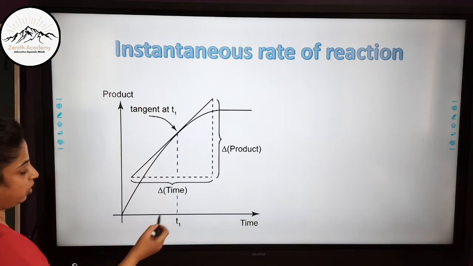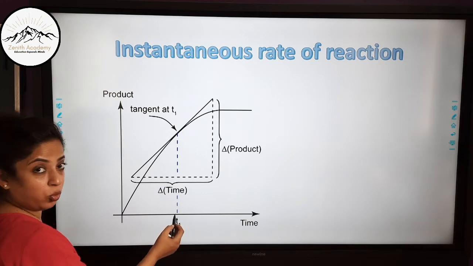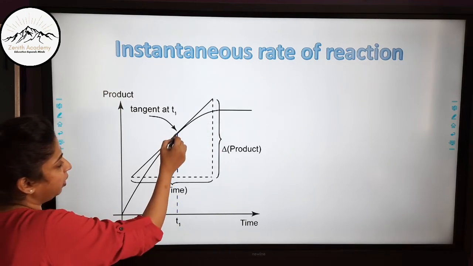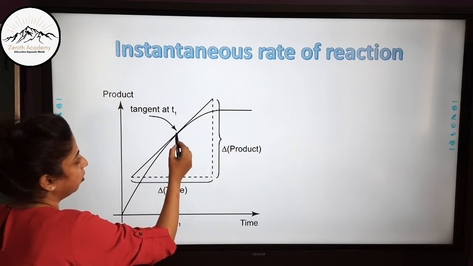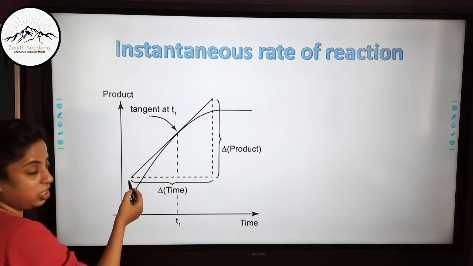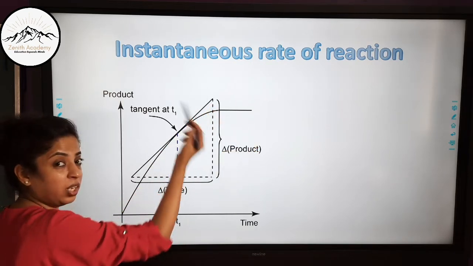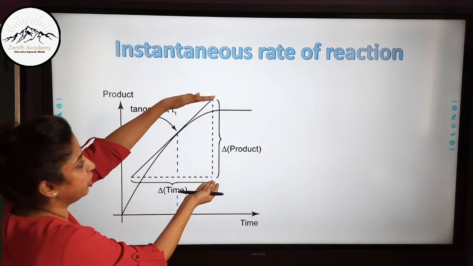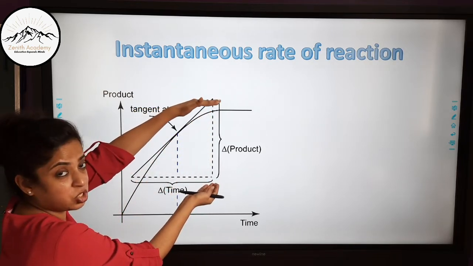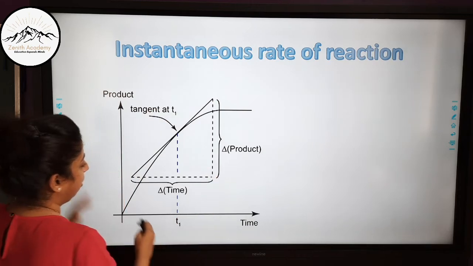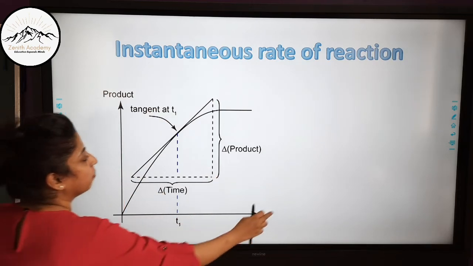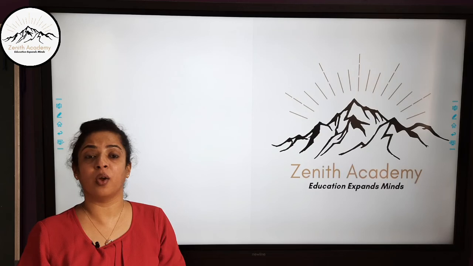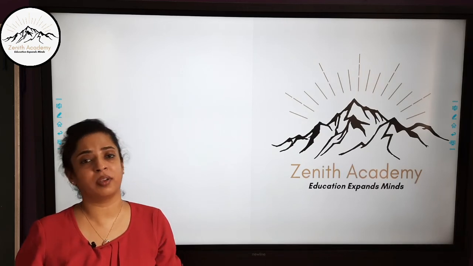So take the point where you want to find the instantaneous rate of reaction, bring it to your graph, draw a tangent there, and take any two end points. Draw the triangle. This is the change in the product, that is change in volume or mass of the product, divided by the change in time. So this was all about our first module. I hope you have understood the topic very well.